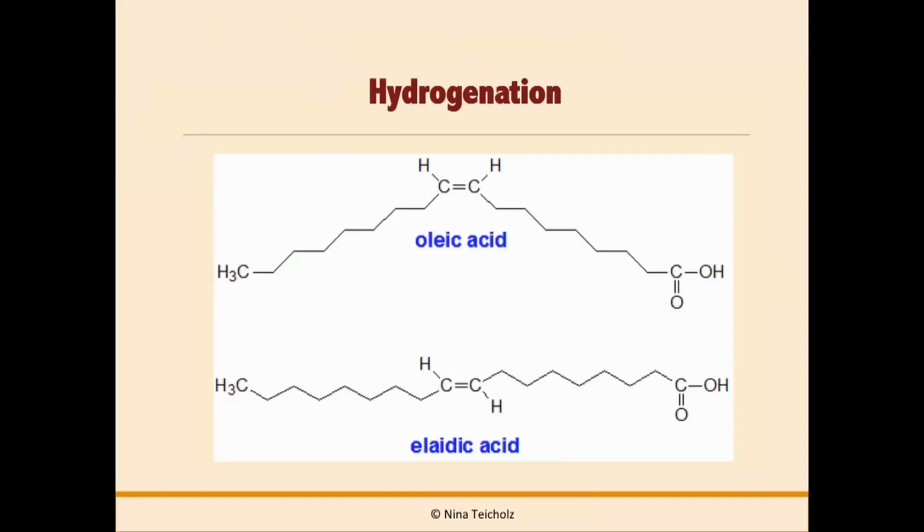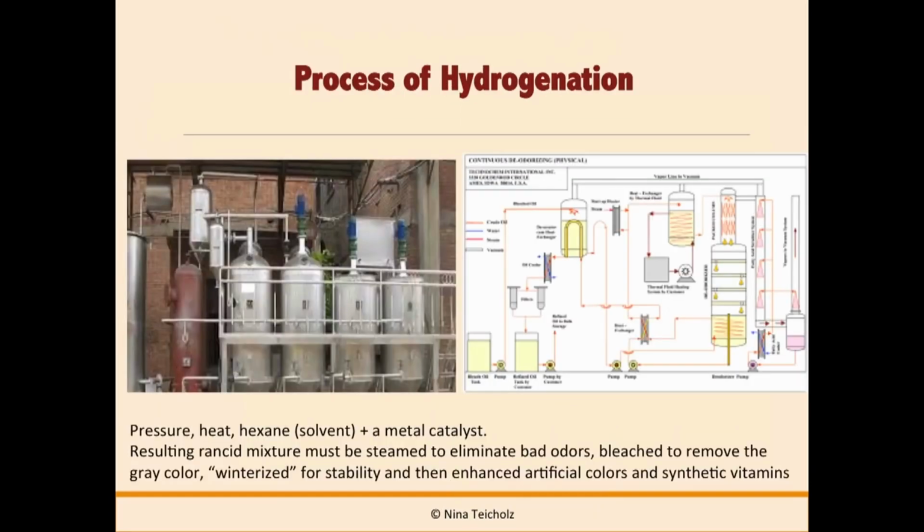And they did this through a process called hydrogenation. So they took oleic acid, and they straightened it out through a process called hydrogenation. And hydrogenation is a very complex process that involves all kinds of steps, in huge factories. I actually have been in a hydrogenation factory.